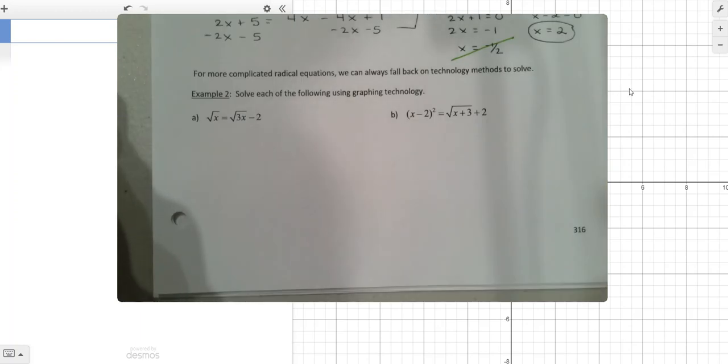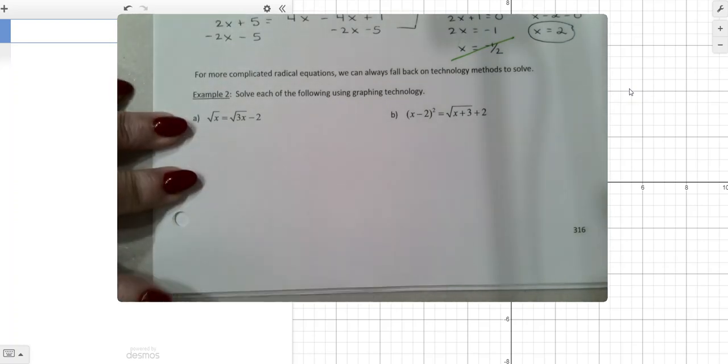All right, that one was about as complicated as I would expect you to be able to solve by hand. Anything more complex, like the examples here in example 2, we're going to go ahead and solve using technology. It's not that they're not solvable by hand. Actually, they both technically are, but they're just beyond the scope of what I expect you to do in this class. So let's go ahead and solve this using graphing methods.